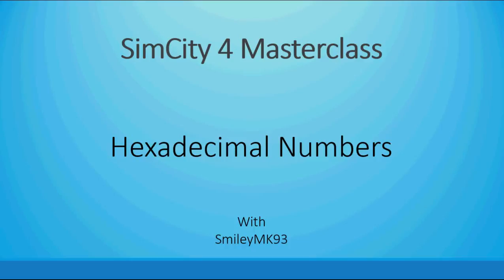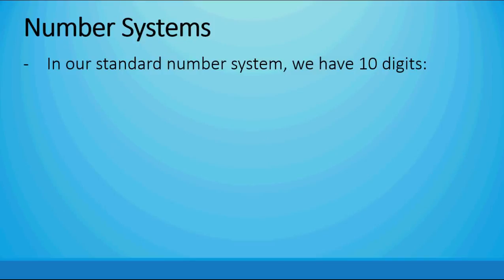So let's get started. In order to explain hexadecimal numbers, I think we first need to have a look at number systems in general. Let's start with our own number system, which, as you may see and check, has 10 digits. We have 0, 1, 2, 3, 4, 5, 6, 7, 8 and 9.